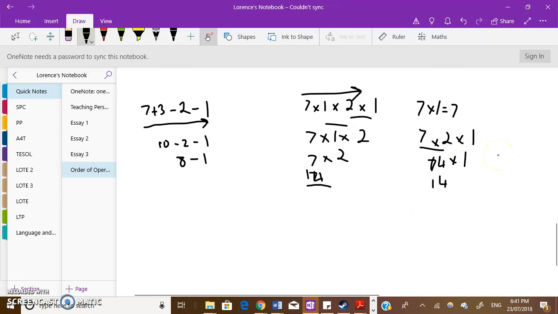If you put division into this one over here, then it's different. But if you have just multiplication, then you can go in any order. But that's just something extra as well.